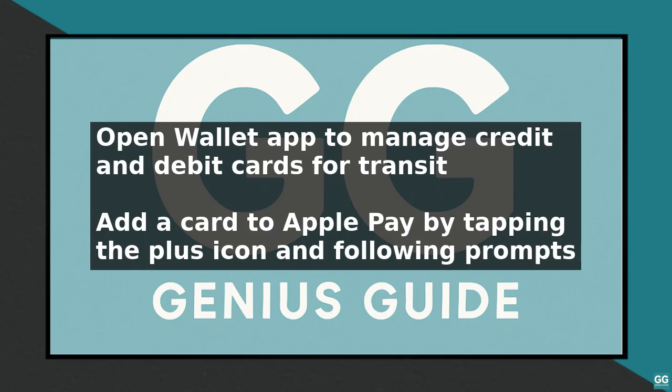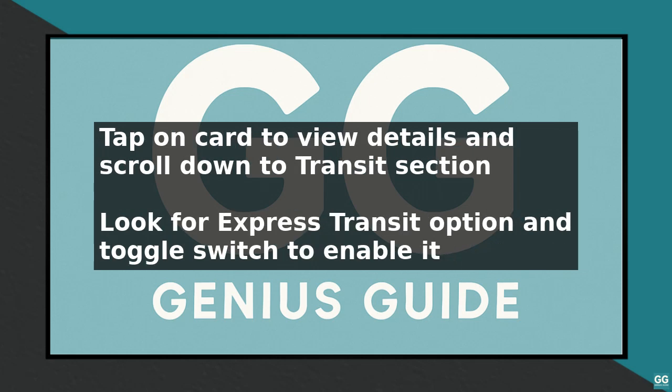Once you have a card added, tap on the card you want to use for Express Transit to view its details. Scroll down to the Transit section and look for the Express Transit option. If you do not see this option, your card may not be eligible for Express Transit or your region may not support it. To enable Express Transit, toggle the switch next to Express Transit to the on position.